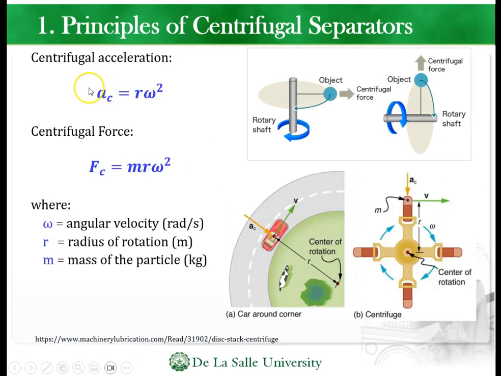So for centrifugal acceleration, if we can recall from our physics, centrifugal acceleration is r times omega squared, where omega is the angular velocity. It should be in radians per second. Of course, r is the radius, and mass. If you multiply the acceleration by the mass, you'll have the force. In this case, it's the centrifugal force. So here you can see the velocity, as I have said, is perpendicular to the force. Of course, if the acceleration is towards the center, the force is towards the center as well.